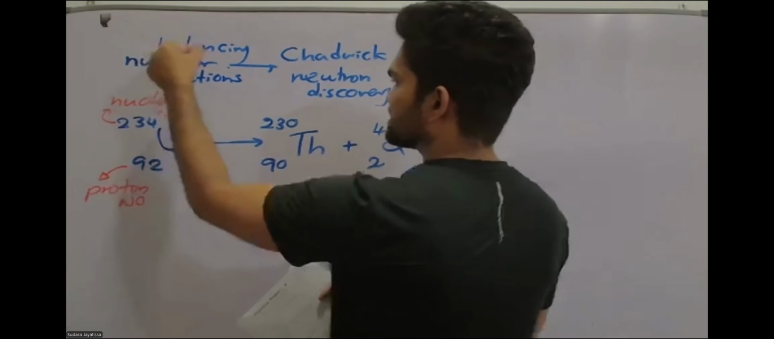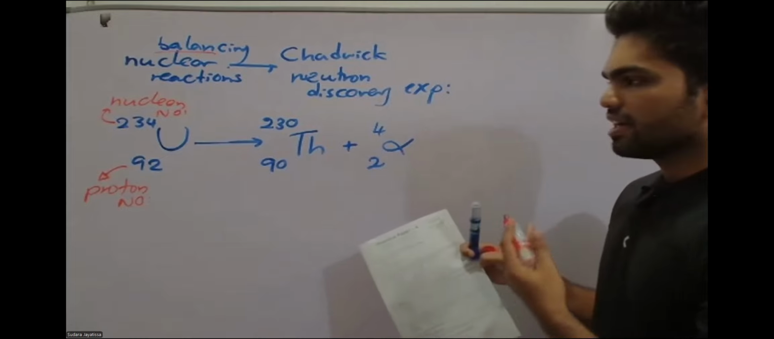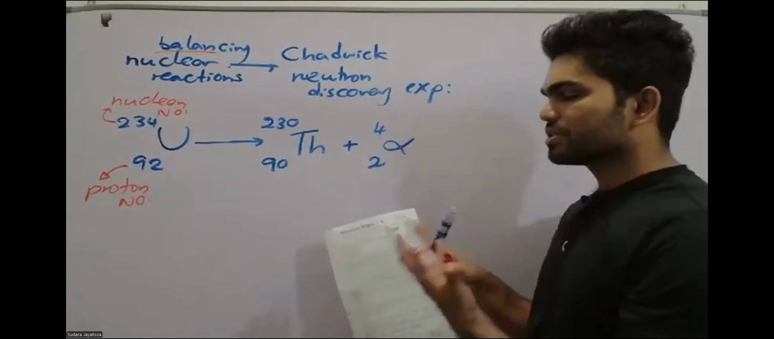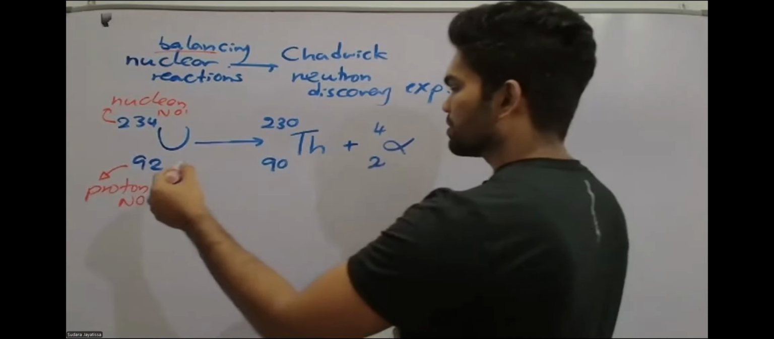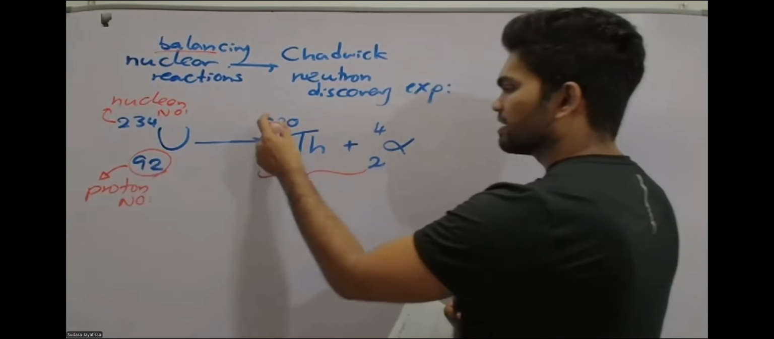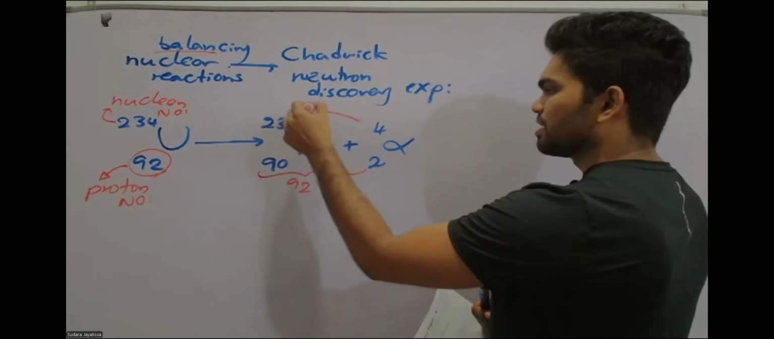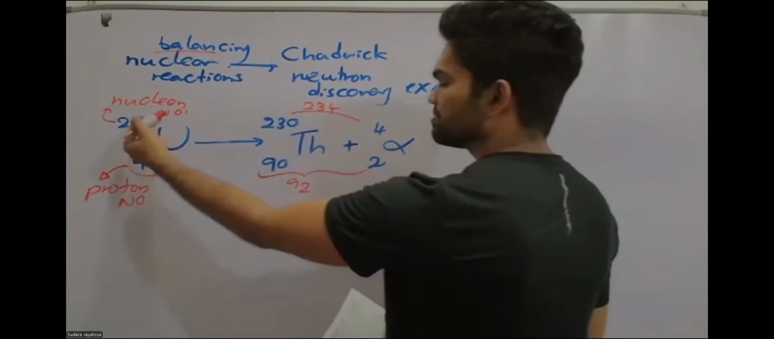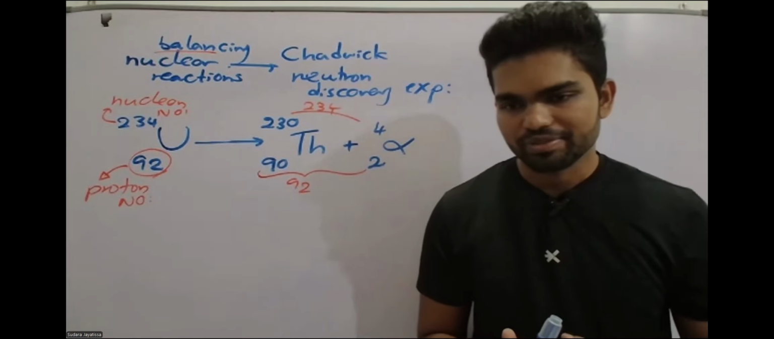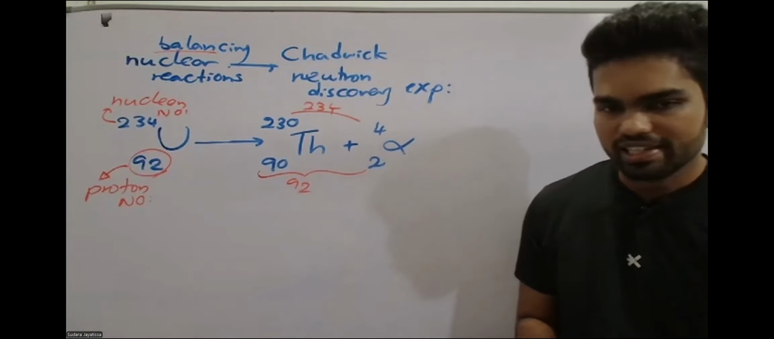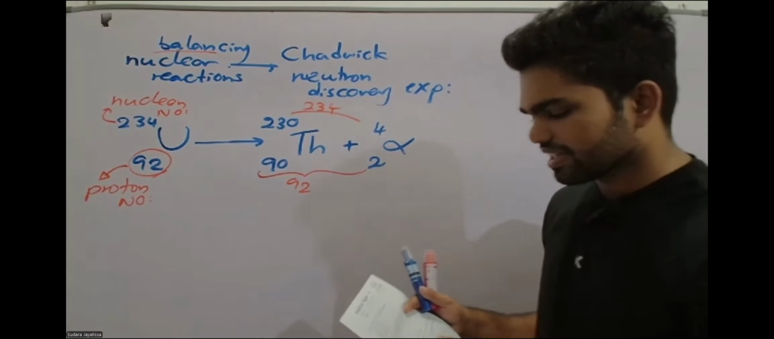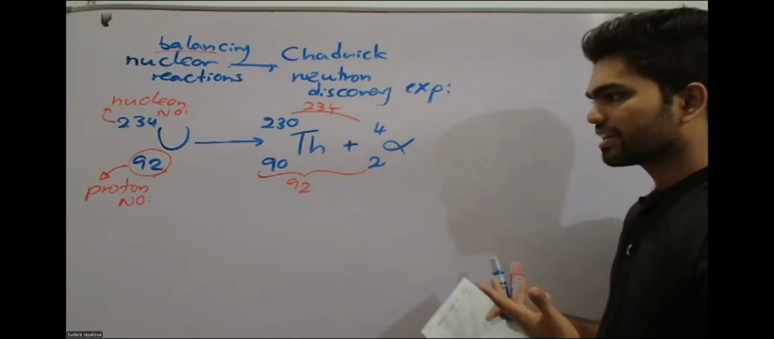During nuclear reaction balancing, both sides should have the same sum of the nucleon numbers, and both sides should have the same sum of the proton numbers. So look here, it gets 92, which is equal to this number, and the nucleon numbers will also get you 234, which is equal to the left side nucleon number. So this nuclear reaction is balanced. Then you can go to the other questions and check why those reactions are incorrect.